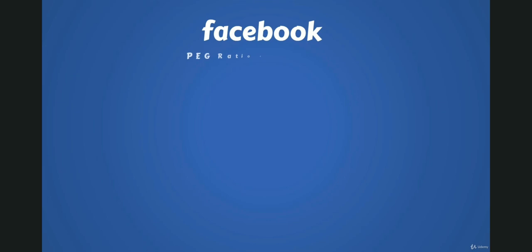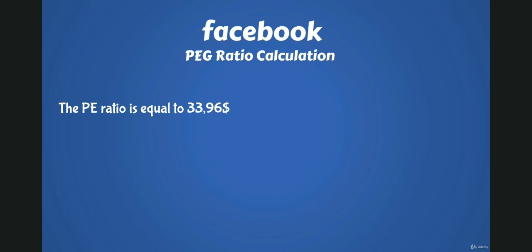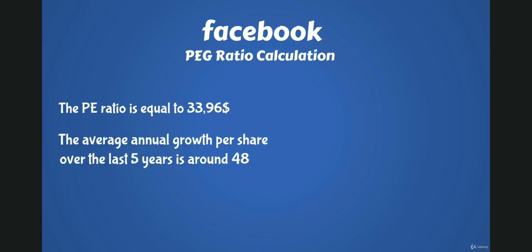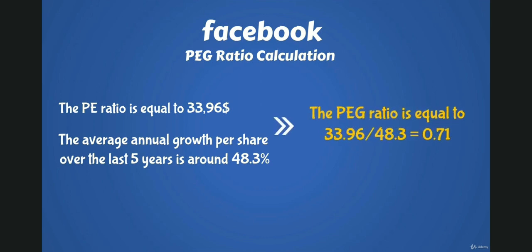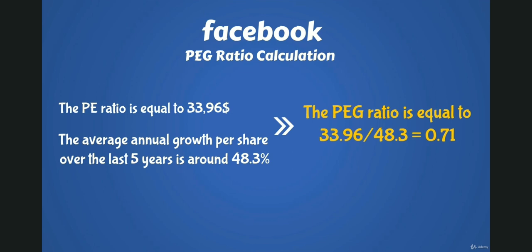Let's return to Facebook for an example and calculate the PEG ratio. As we learned earlier in the video, the PE ratio is equal to $33.96, or 33.96. Looking at Facebook's average annual growth per share over the last 5 years, it's around 48.3%. So the PEG ratio is equal to 33.96 divided by 48.3, which equals 0.71.